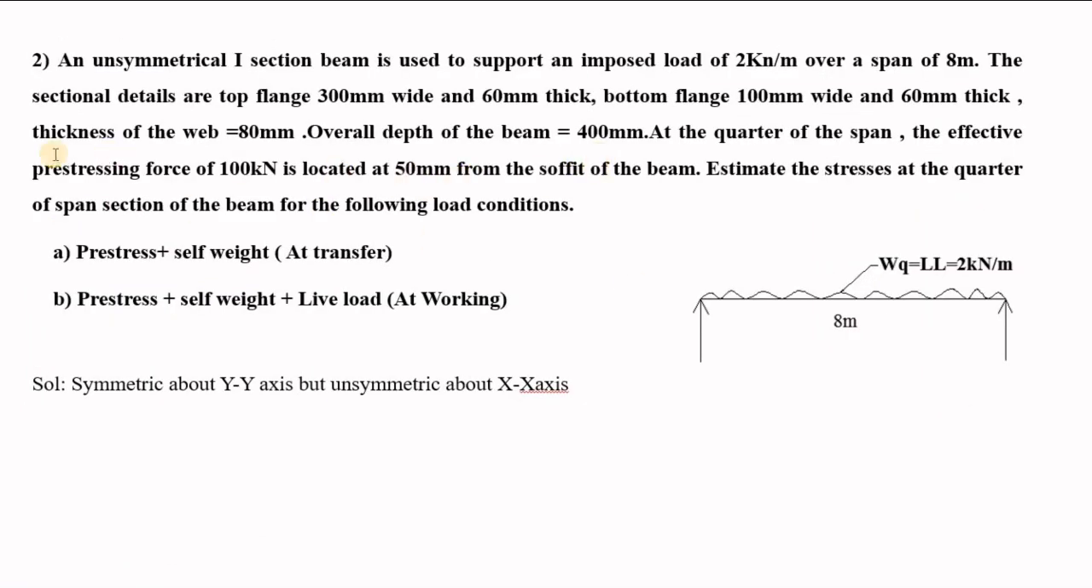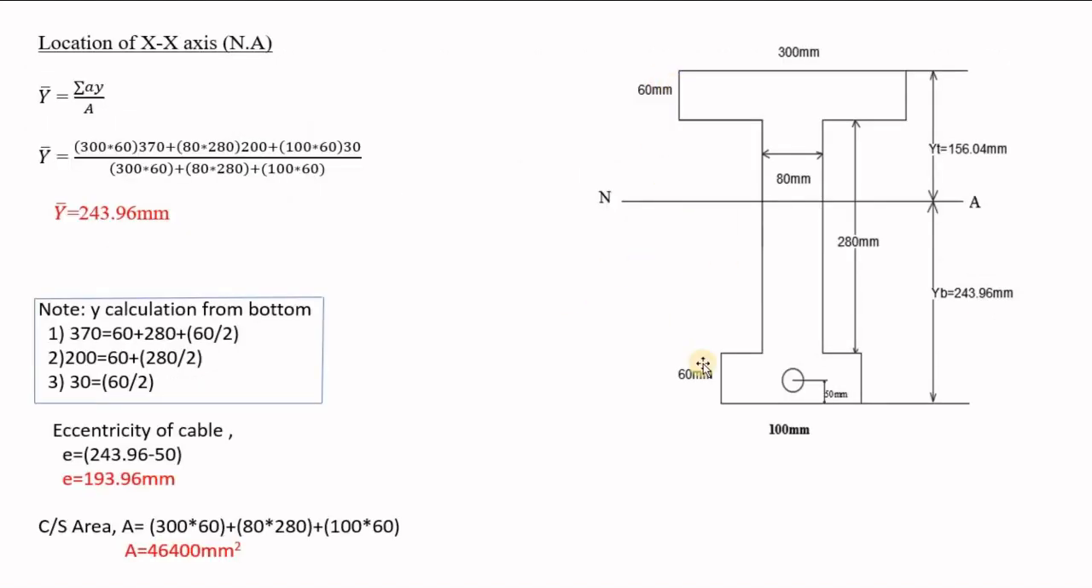How did we calculate that 280? They have clearly mentioned overall depth of the beam is 400 mm. So the full depth of the I section is 400. 400 minus 60 minus 60, that is 400 minus 120, will give you this portion, which is called the web. Web height is 280 mm and width of the web is 80 mm.